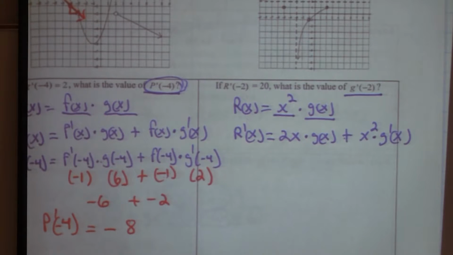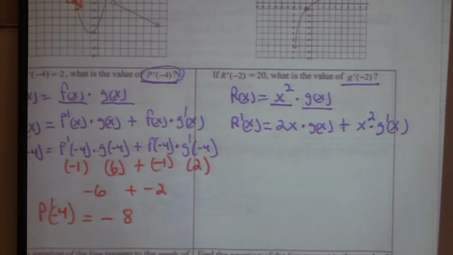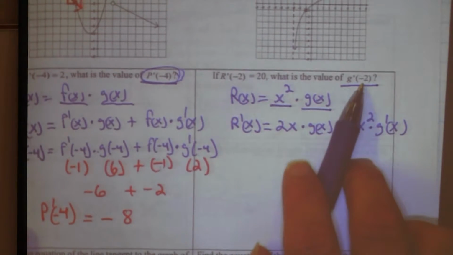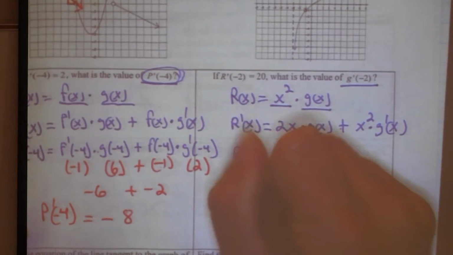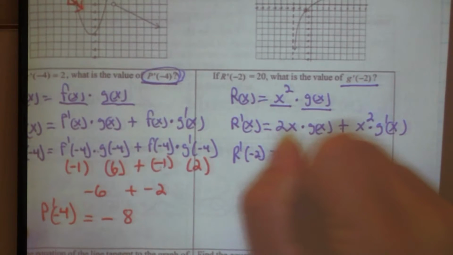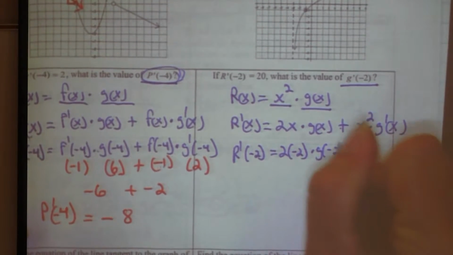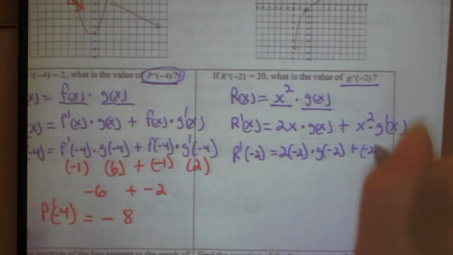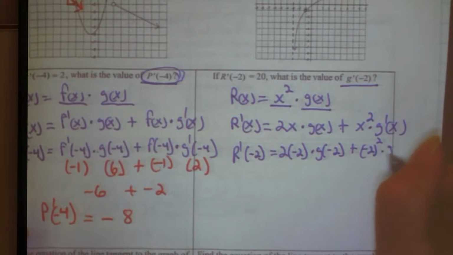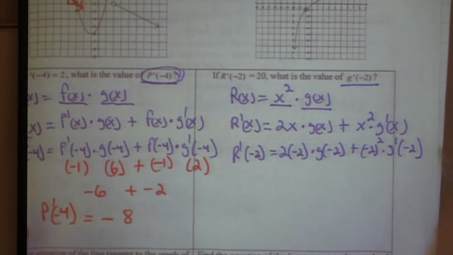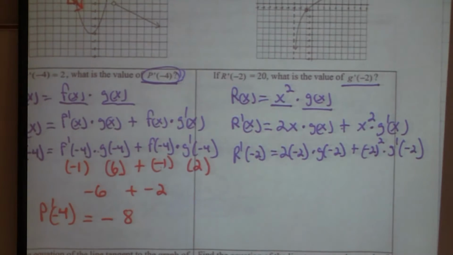All right. Now what do we want to do? Plug in negative 2? Okay. So that'll give us r prime of negative 2 is equal to 2 times negative 2 times g of negative 2, plus negative 2 squared times g prime of negative 2. Awesome. Is there anything that I could replace with something else?